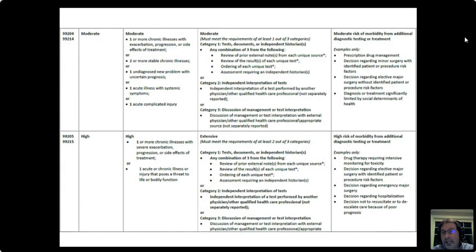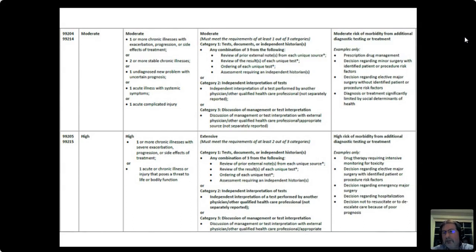And they give a few examples on that. They didn't give a real good definition of it, but they gave some examples. So your examples are prescription drug management, decision regarding minor surgery, decision regarding elective major surgery, or diagnosis or treatment significantly limited by social determinants of health.